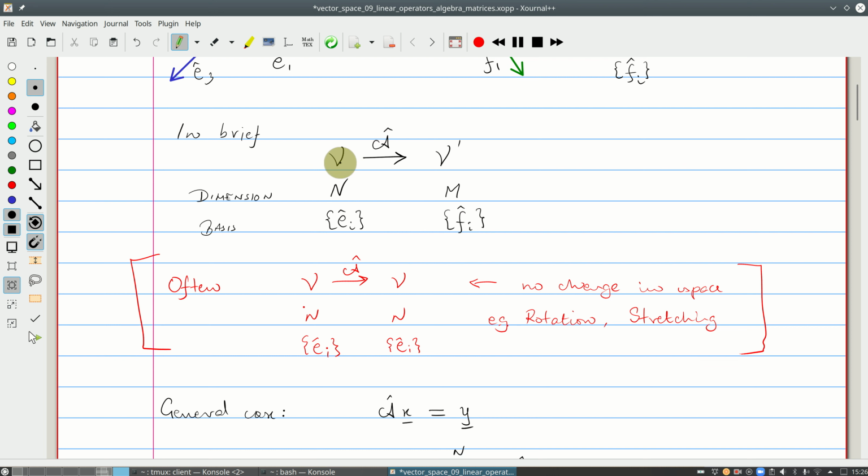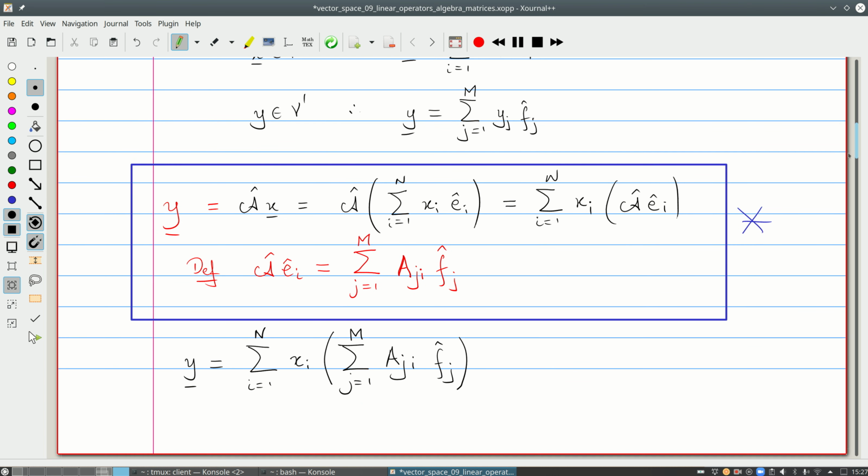A hat takes us from a vector space V into a V prime space. We could have a dimension change. The dimension of the original space is n. The dimension of the new space could be m, where m is typically less than or equal to n. And the basis of the original space is the e_i hat basis, and the basis of the new space is the f_i hat basis. One of the key equations here was how the operator A hat operates on the basis vectors of the space we start from.